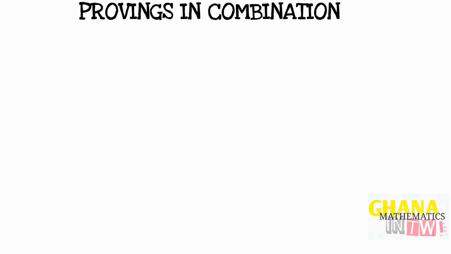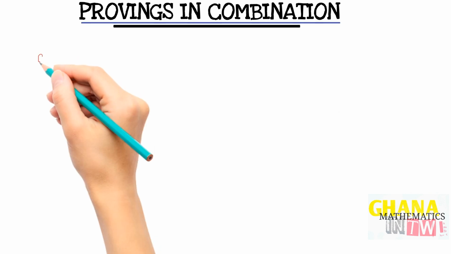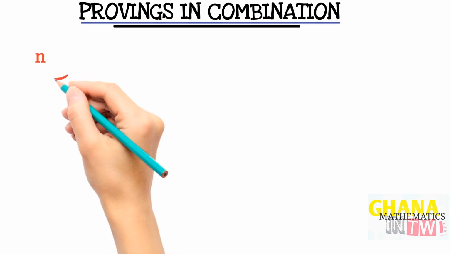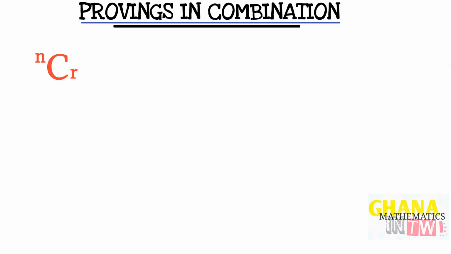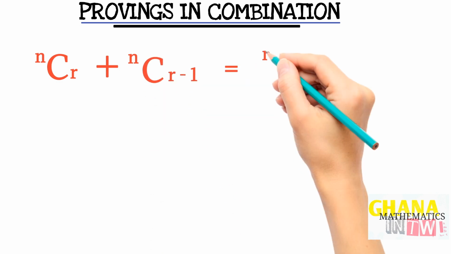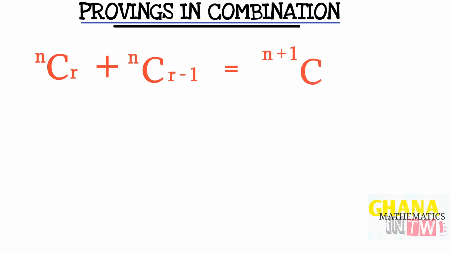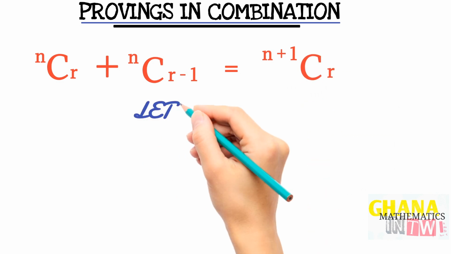This is proving in combination, and if you are in junior high school, please don't make an attempt to try this question. You are trying this question at your own risk. For senior high school learners, you can try it at your own risk too, but however, you can learn something from this question. Today, I am proving nCr plus nC(r-1) is the same as (n+1)Cr.